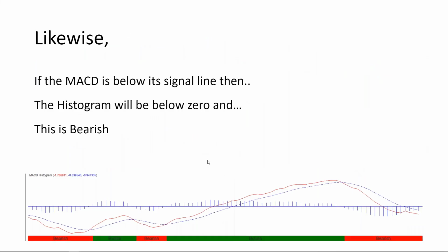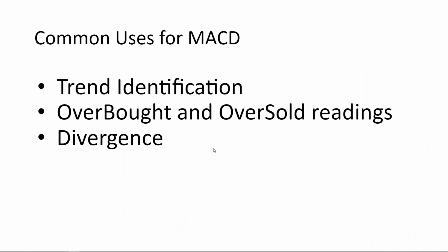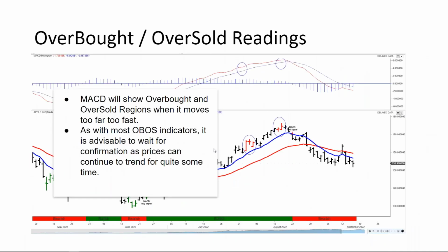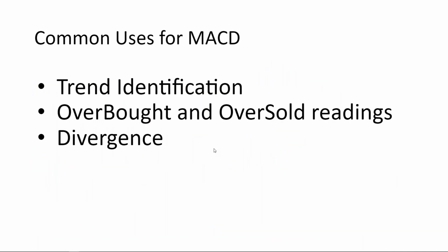Just to recap, we talked about trend identification, overbought, oversold readings, and divergence. Very, very simple things to look at. Very objective things to look at. And I do like the fact that it's objective, right?